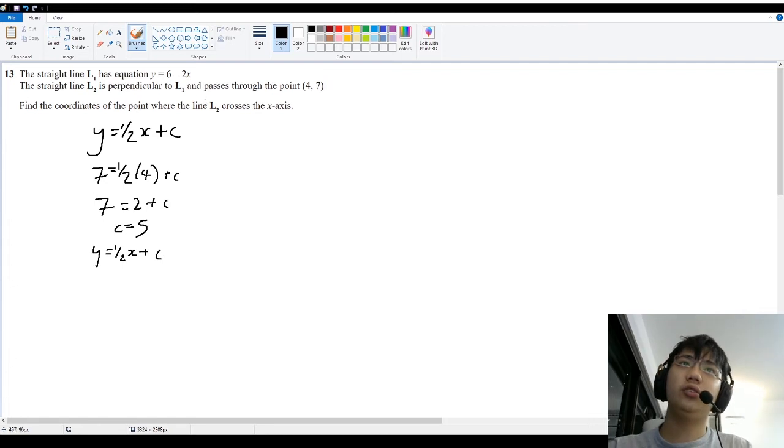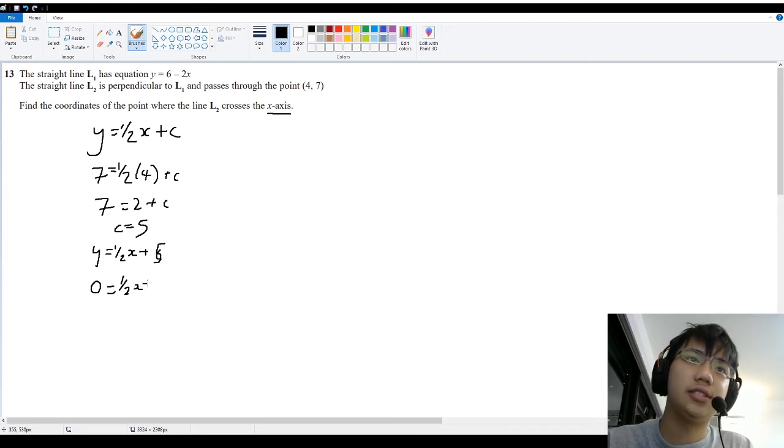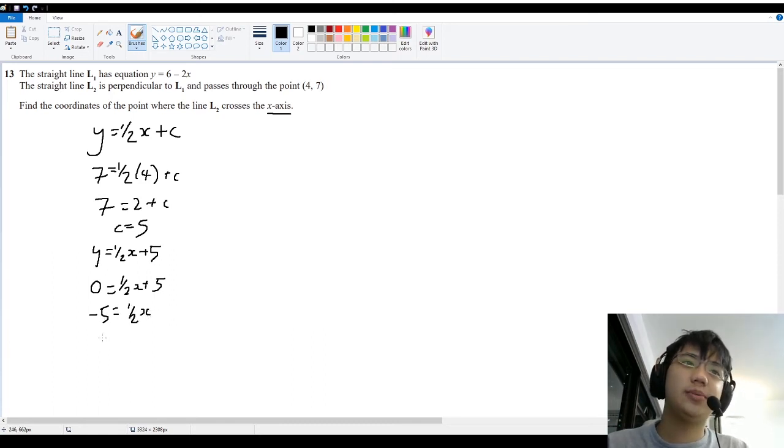The coordinates of the point where the line L2 crosses the x-axis would be where y equals 0. So 0 equals 1/2 x plus 5. Take away 5 from both sides: negative 5 equals 1/2 x. Then divide both sides by 1/2, so x equals negative 10. So the coordinate of interest is (-10, 0).